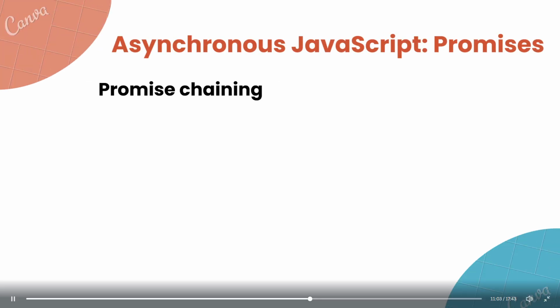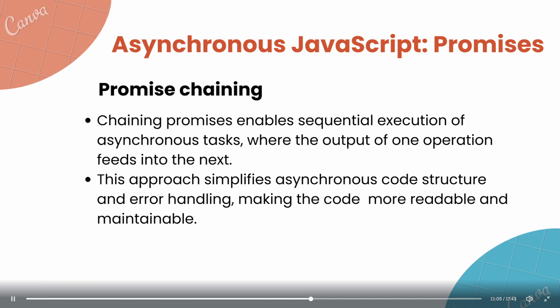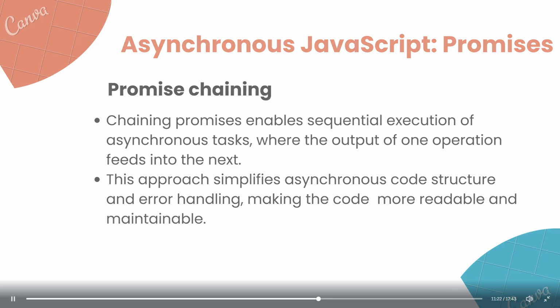Promise chaining. Chaining promises enables sequential execution of asynchronous tasks where the output of one operation feeds into the next. This approach simplifies asynchronous code structure and error handling, making the code more readable and maintainable.